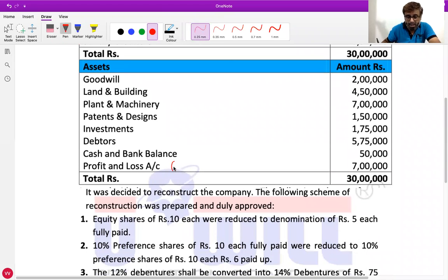What does this profit and loss account indicate, Bhumi? Accumulated loss. Very good. On the asset side it means accumulated loss. Assets always have a debit balance. So 7 lakhs of P&L account on the asset side means it is accumulated loss. Is everyone clear with this? Any doubt in it? No, sir. Okay, very good.